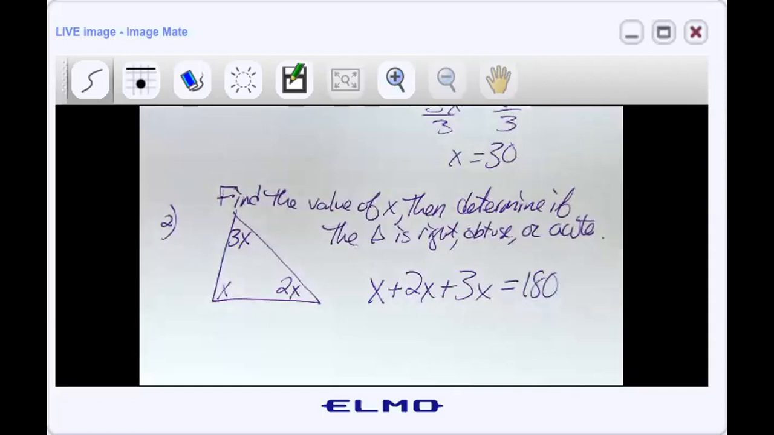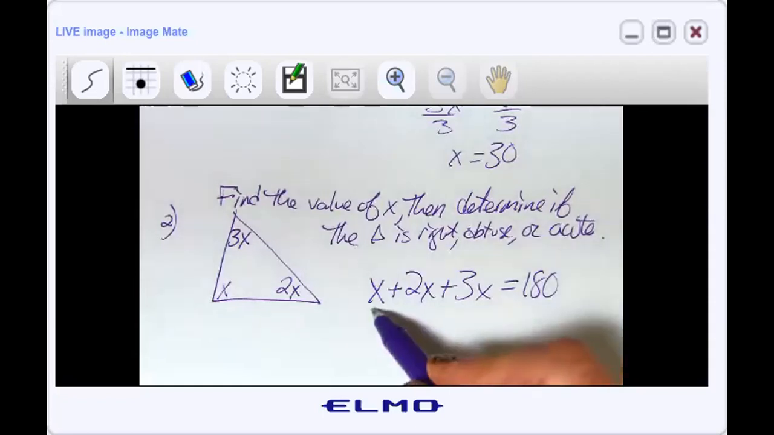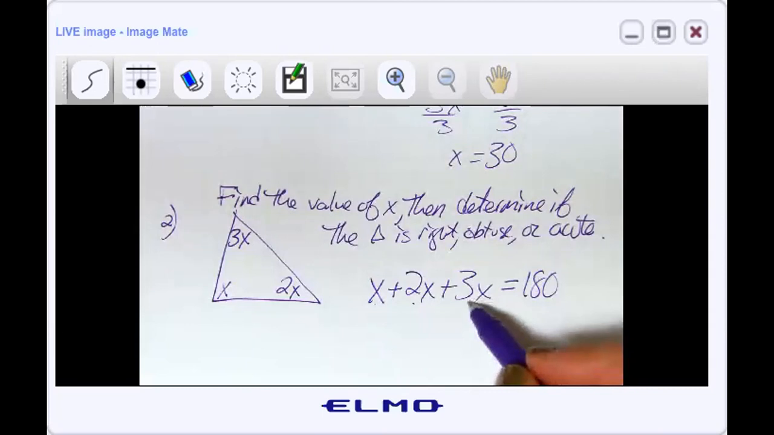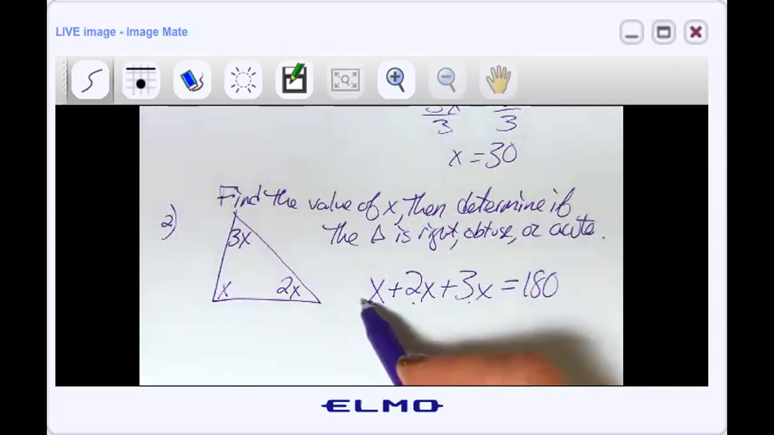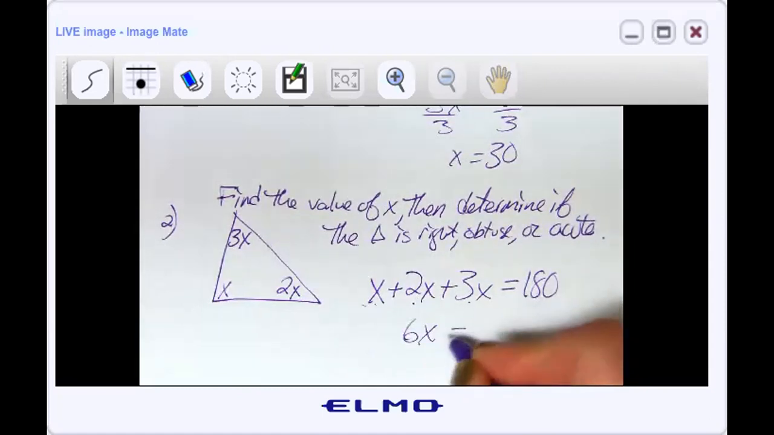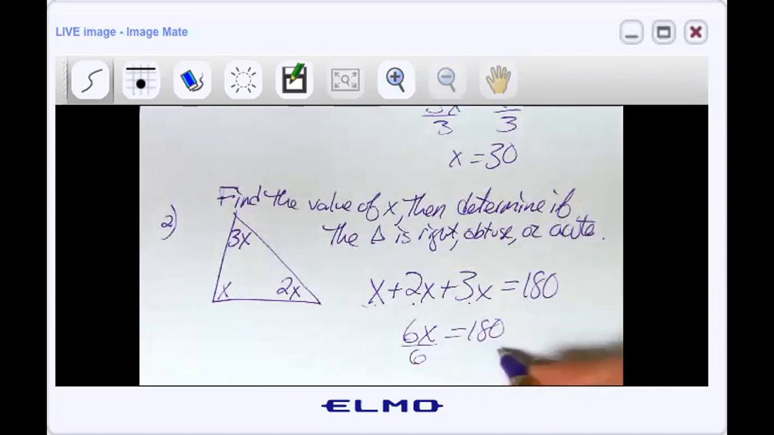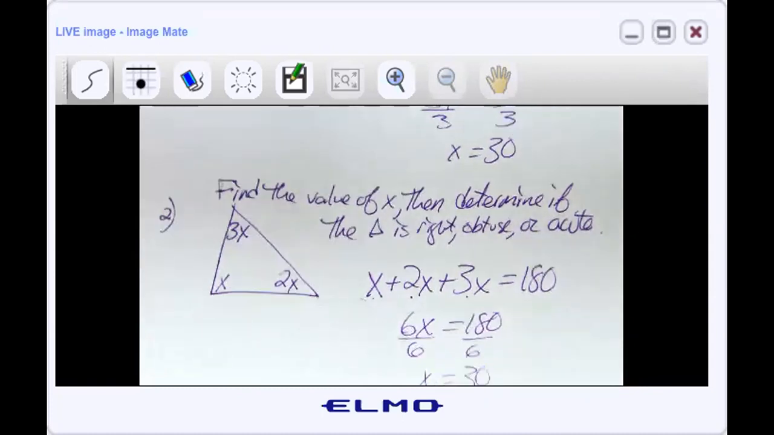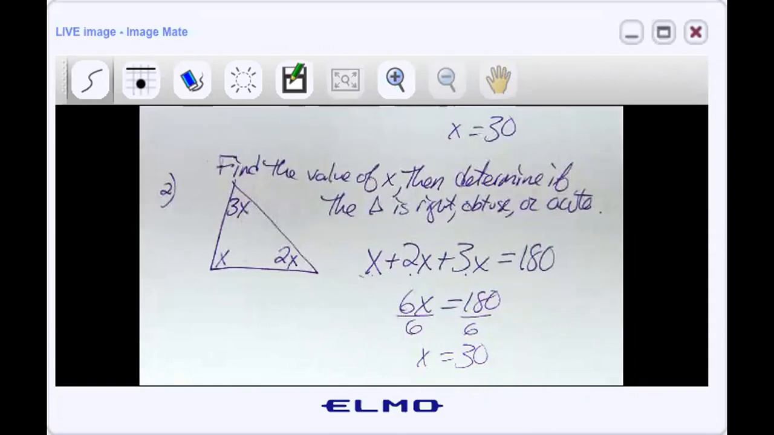So in this case, if I just combine my terms, X and 2X and 3X all together, that's going to get me 6X, right? Because 1 plus 2 plus 3 gets me 6 X's all together. So I divide by 6, and yes, X just so happens to be 30 again this time. But I'm not done. That's only the first part of this.